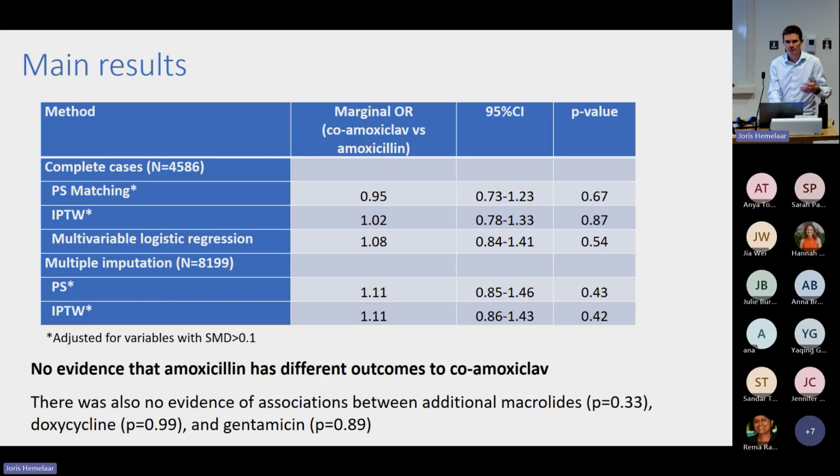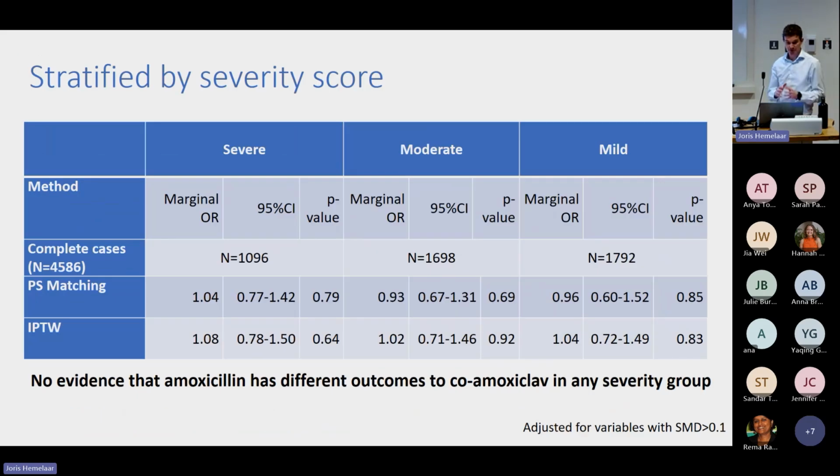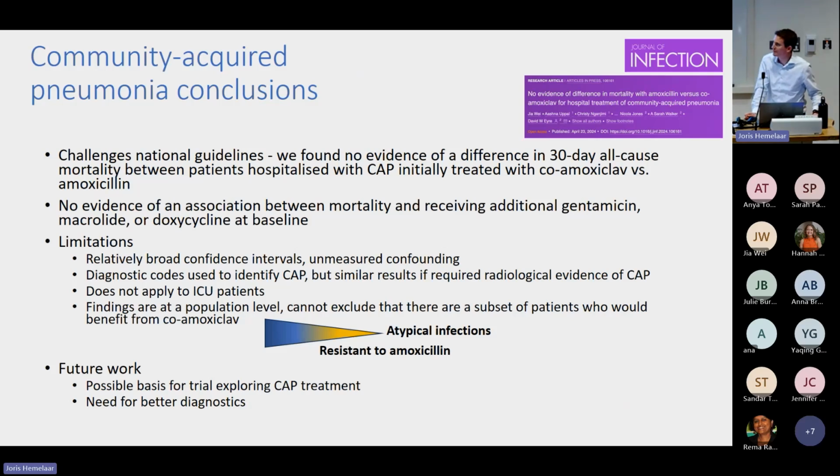You might say, okay, that's fine, maybe many of these cases were mild. What about the severe cases? Did it make any difference in those? When we stratify by severity score, again, we don't see any evidence that amoxicillin is any different to co-amoxiclav, even in the severe pneumonia group. This is surprising, really, because I was worried about all these causes of pneumonia that we'd learned about at medical school that amoxicillin might not treat. But at least at a population level, it turns out that maybe that isn't as important as it might be.